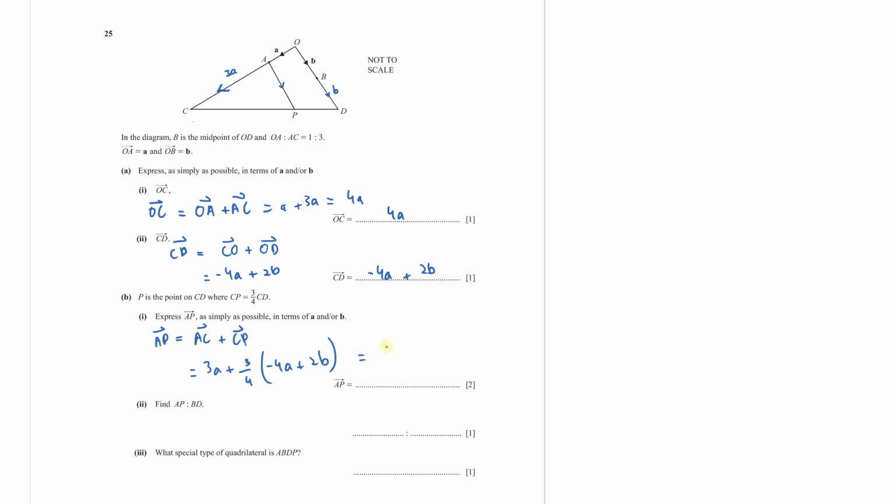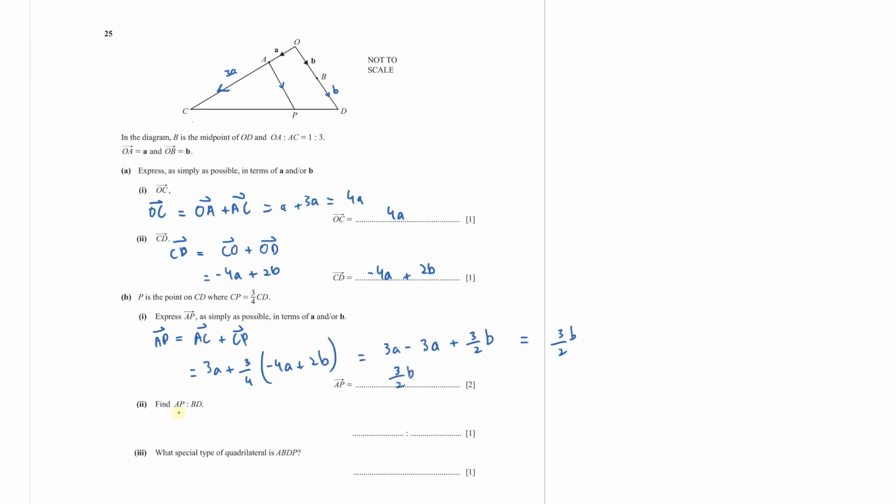So this will be AP. Now I have to simplify this. So 3A as it is, if I open this bracket, this 4 and this 4 will cancel out. So this 3 will be multiplied by minus A. So this will become minus 3A plus 3 by 4 into 2, which is 3 by 2B. I just opened up the bracket, I multiplied 3 by 4 with minus 4A and then 3 by 4 multiplied by 2B. So 3A minus 3A is 0, so this will be just 3 by 2B.